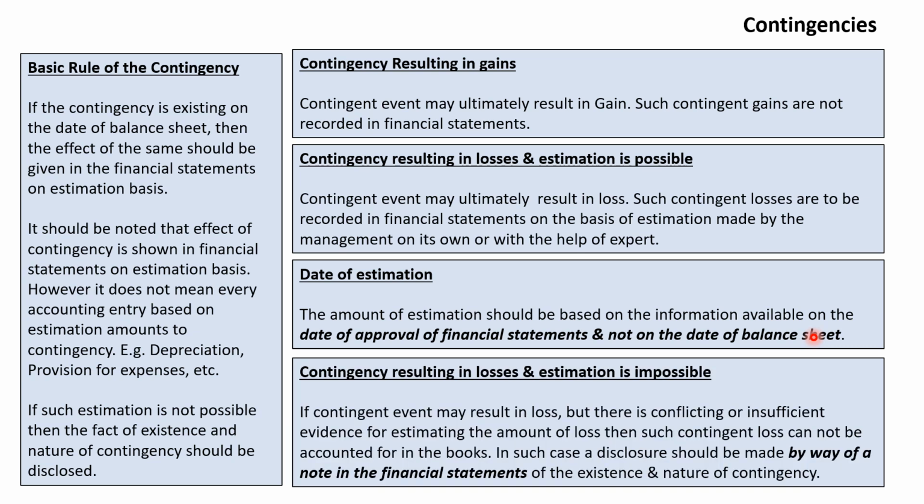Okay. And then comes the last point. Contingency resulting in losses and estimation is impossible. So this is the situation where it was resulting in losses and estimation was possible, and now the situation is contingency resulting in losses but estimation is impossible. If the contingent event is resulting in loss but there is conflicting or insufficient evidence for estimating the amount of loss, then such contingent loss cannot be accounted for in the books, because for accounting you need to have estimation.